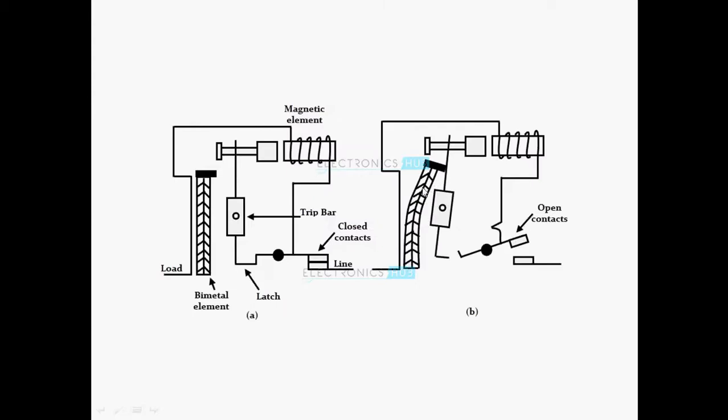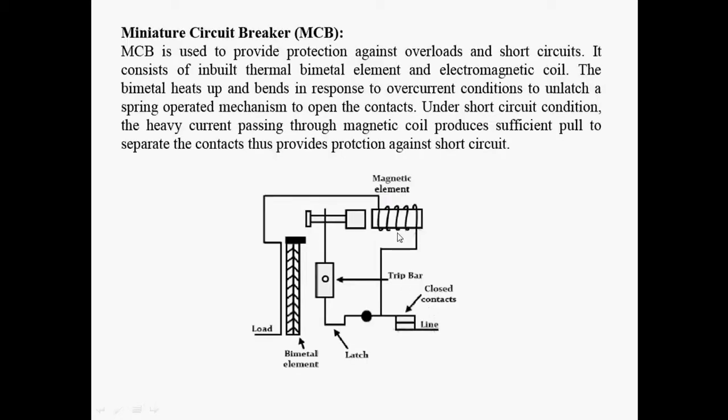In this bimetal, this is straight, this is bent, and this operation opens the contact. Again, from the first slide: the bimetal heats up and bends in response to overcurrent conditions to unlatch a spring-operated mechanism to open the contacts.